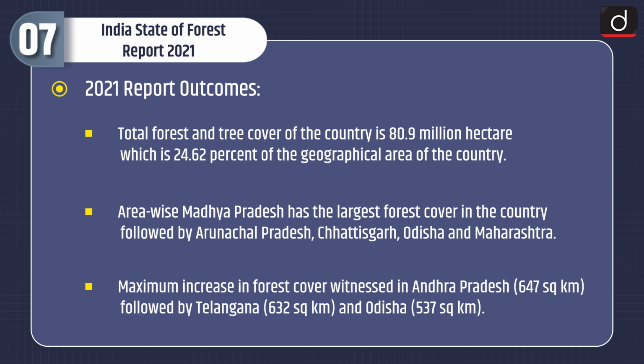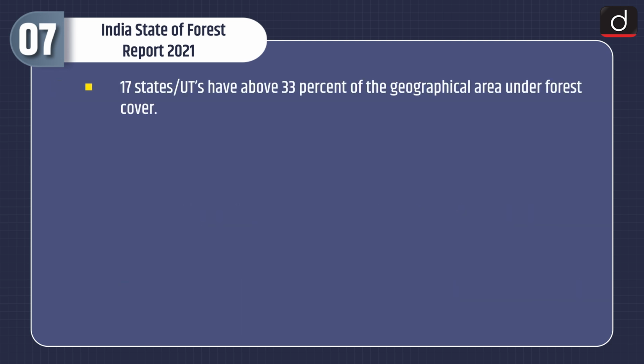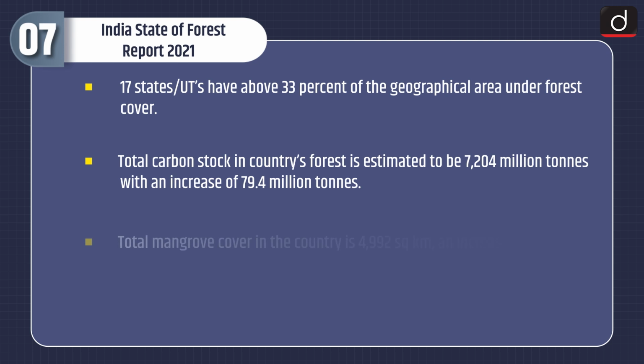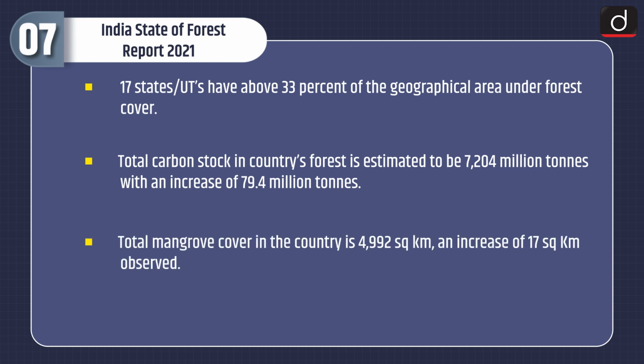Maximum increase in forest cover was witnessed in Andhra Pradesh, 647 square kilometer, followed by Telangana, 632 square kilometer, and Odisha with 537 square kilometer. 17 states and UTs have above 33% of the geographical area under forest cover. Total carbon stock in the country's forest is estimated to be 7,204 million tons, with an increase of 79.4 million tons. Total mangrove cover in the country is 4,992 square kilometer, an increase of 17 square kilometer observed.